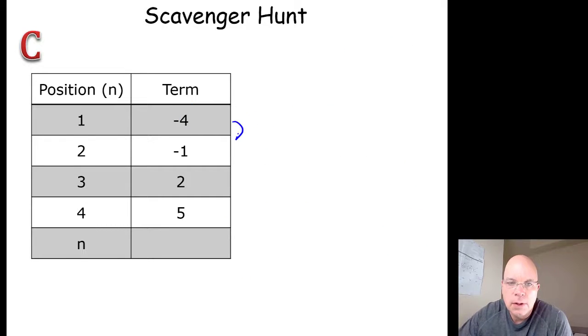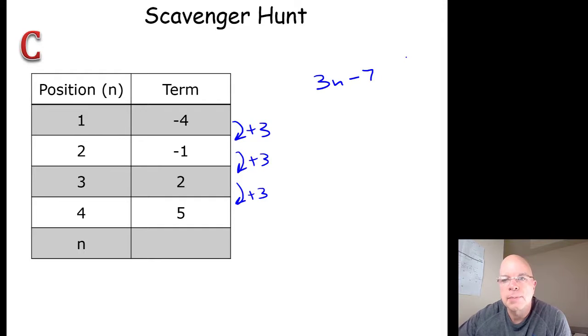C, we're adding 3 each time. So 3n. But if n was 1, that would be 3. But I have negative 4, so I need to subtract 7 to make it work. Maybe I'm going too fast.